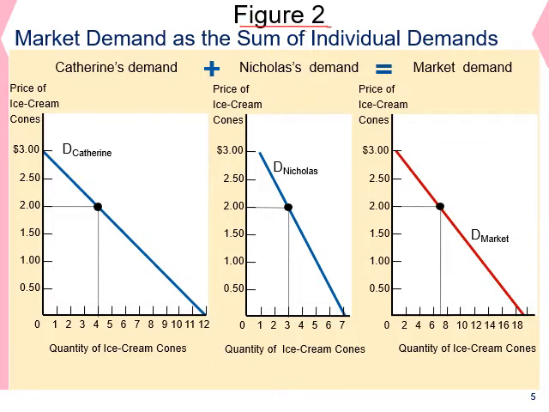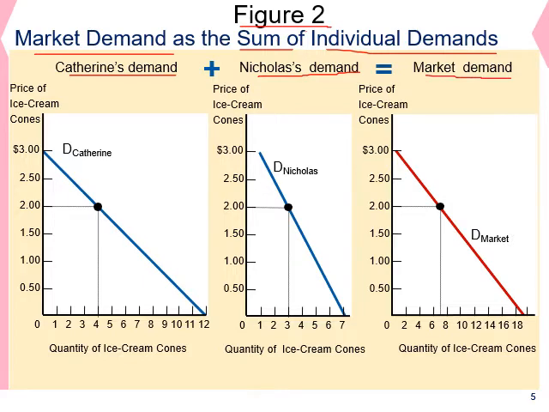Figure 2 represents the market demand as the sum of individual demands. For the market demand, we are going to add up the demand of Catherine plus the demand of Nicola to derive the market demand.